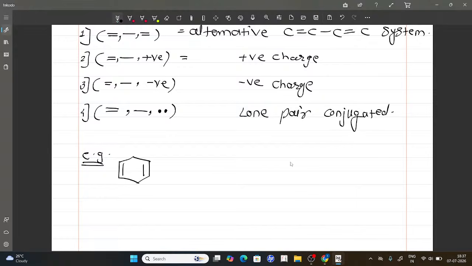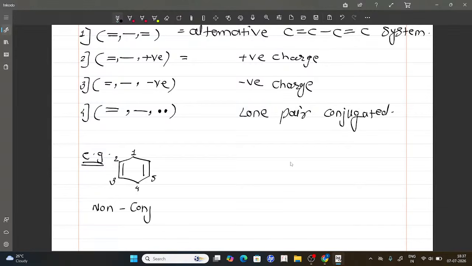If we look towards this compound, see here, the carbon-carbon single bond is present here. 1, 2, which is having a single bond. 2, 3 having a double bond. 3, 4 which is having a single bond. But this 4, 5 also has a single bond. That's why this compound is non-conjugated.